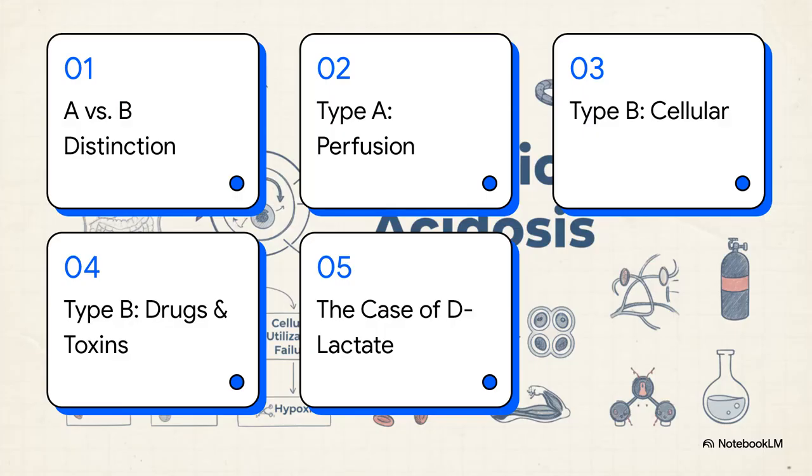We're going to start with the biggest, most important fork in the road, distinguishing type A from type B lactic acidosis. Then we'll dive deep into those classic perfusion problems of type A. After that, we'll explore the wild world of cellular problems in type B, looking at everything from systemic diseases to common drugs and toxins. And we'll wrap up with a really interesting special case, one that's super easy to miss if you're not looking for it.